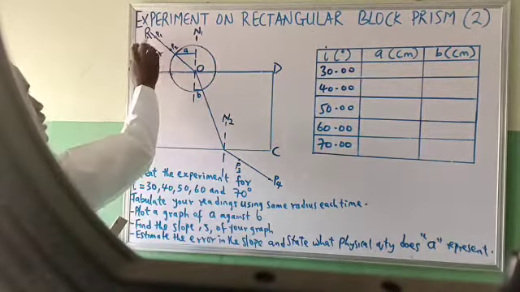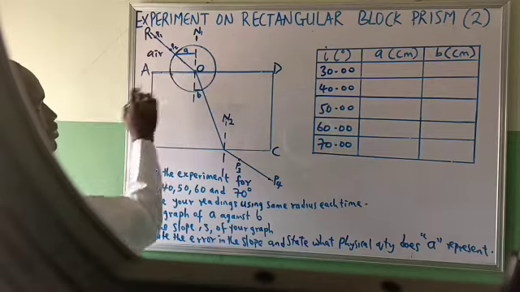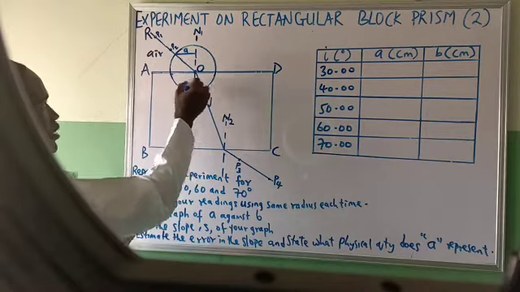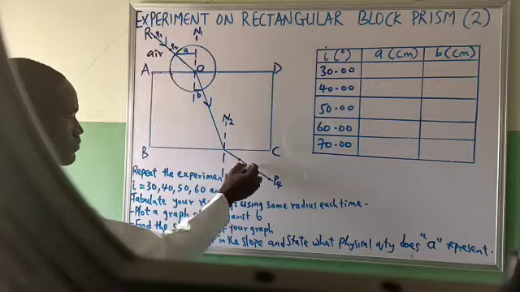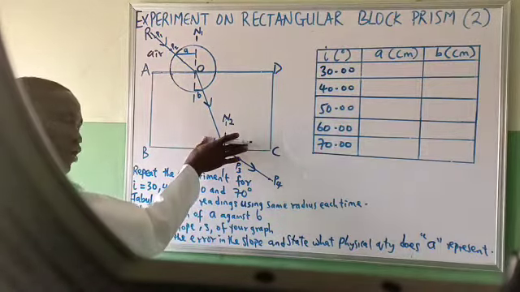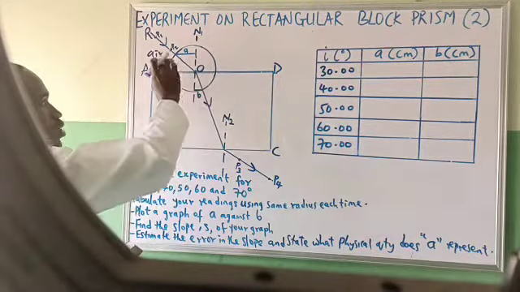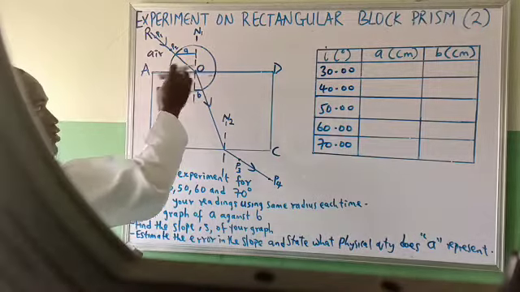This is the pin. This is the trace of the light ray. The light ray is moving this way. That is the direction of the light ray. This is the rectangular block prism, and look at the circle made on it with a radius.